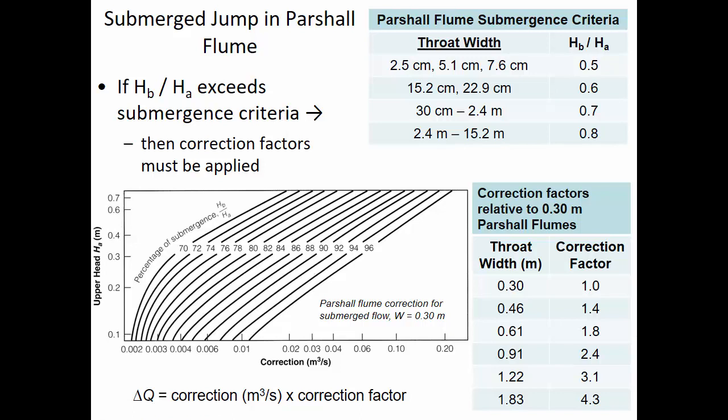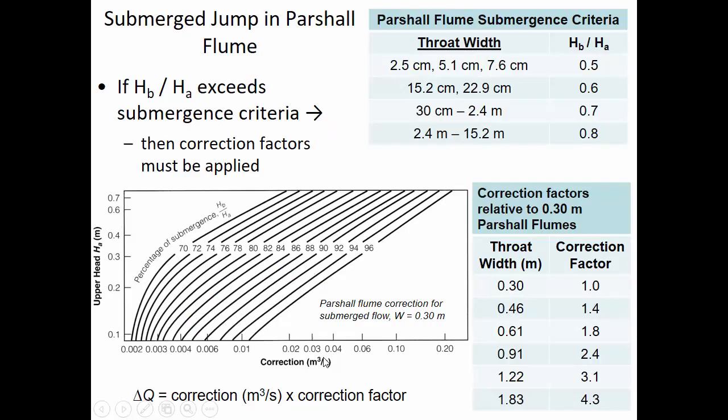There are flume manufacturers that probably have correction factors like this for a whole range of sizes, and having that would mean that you didn't have to use a correction factor, that you just reduce the free flow capacity by the correction amount. So if you had the right figure, then the delta Q would be correction times 1. You know, the correction factor would be 1 if you were using a figure that was specific to that width.